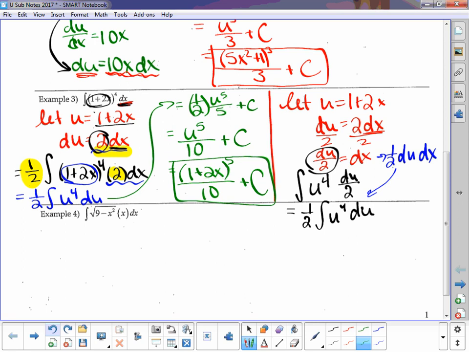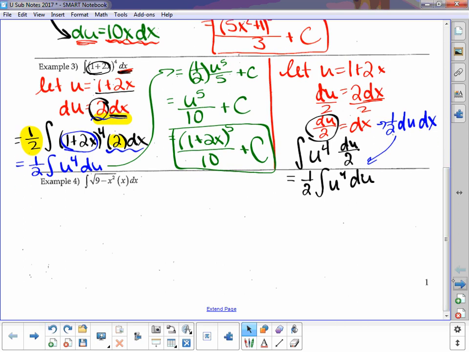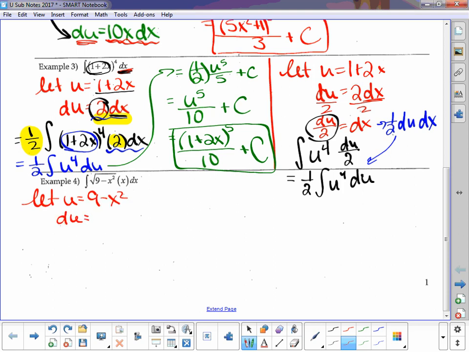Alright, so let's go and do example 4. Kind of a similar thing, where we're lacking pieces. Alright, what should be my u this time? What should we let u be? Good, 9 minus x squared. So du, what's my derivative of this? Negative 2x dx. Make sure you don't lose that.